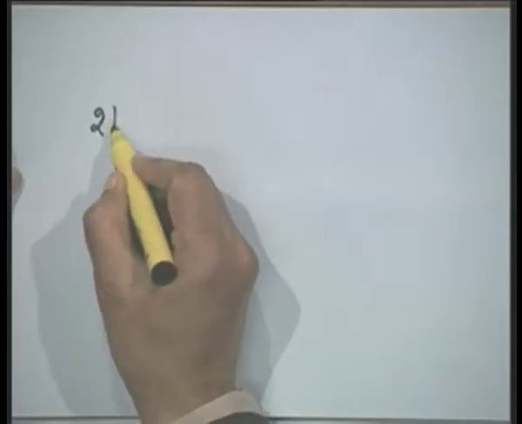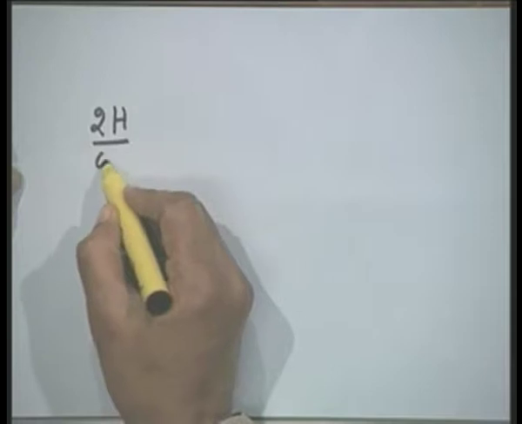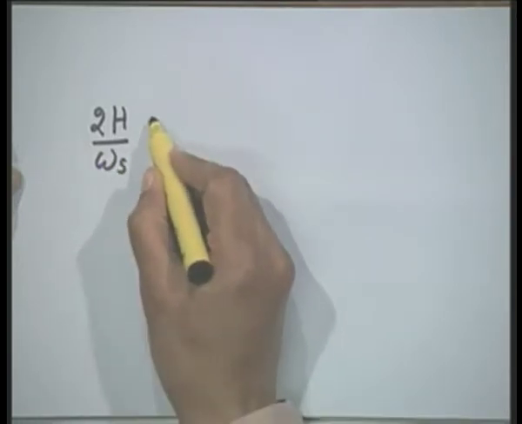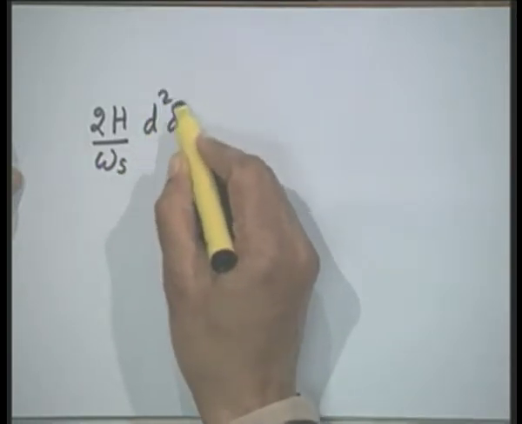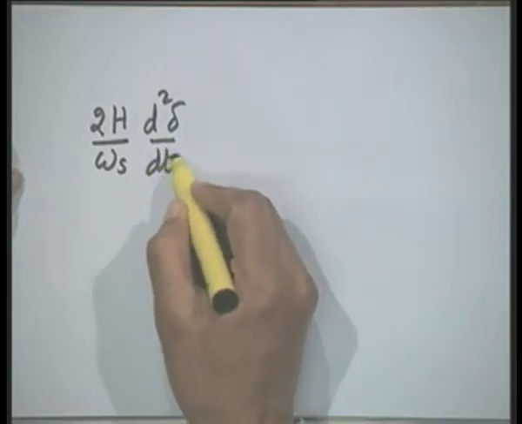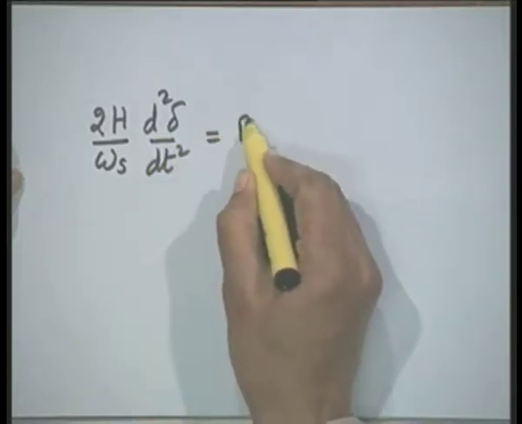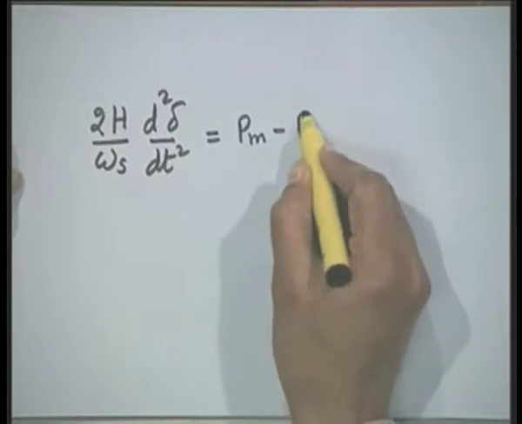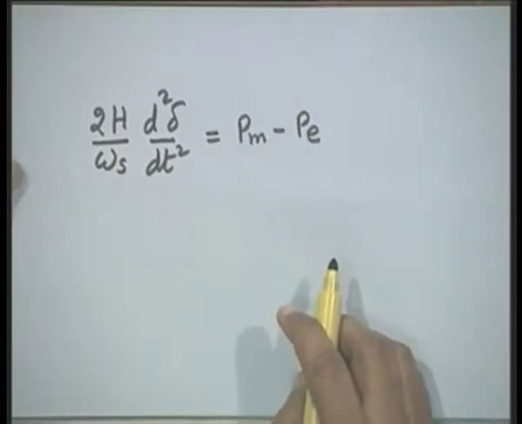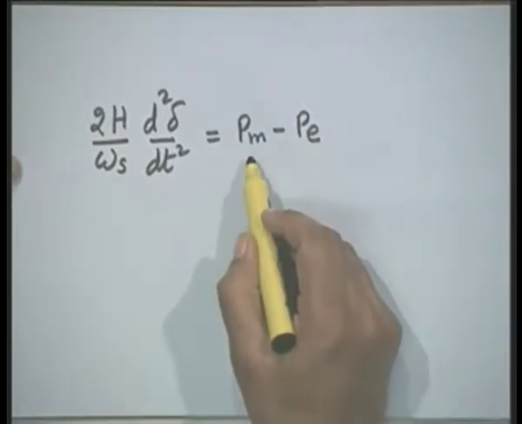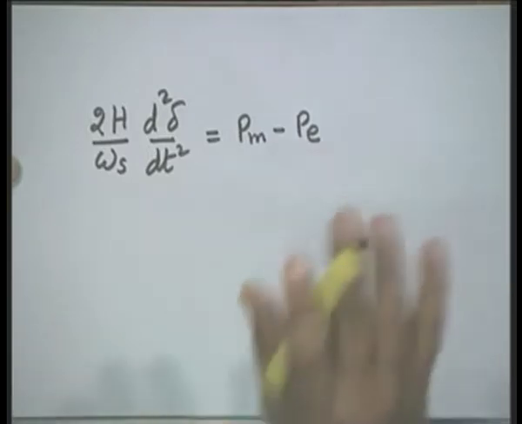is written in the form 2H divided by omega s, d2 delta by dt2 equal to Pm minus P. Now, till now we have assumed that this mechanical power input is constant, okay, and this is a very valid assumption.